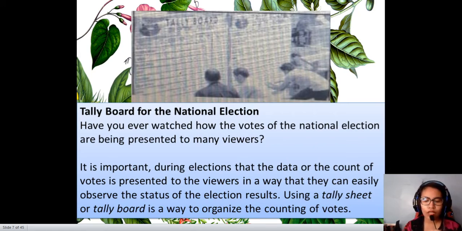So as you can see, we always use it in every election, from the class election to the local election up to the national election, because it is important during elections that the count of votes is presented to the viewers or the voters in a way that they can easily observe the status of the election results. And that's why we use a tally sheet or a tally board. That's how you call the way to organize the counting of votes.